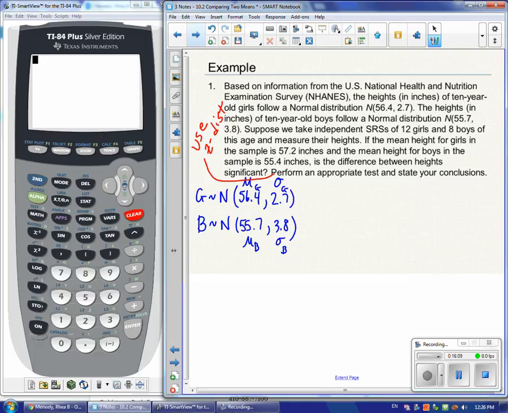So let's first think about the distribution. If we're looking at the difference between girls and boys, it doesn't matter how you want to subtract. I'm going to do girls minus boys. So let's say I'm looking at the sampling distribution of X bar sub G minus X bar sub B, and I want to talk about the shape, the center, and the spread. I know that the shape is normal because I am told that both populations are normal. And that's exactly what I'm going to write.